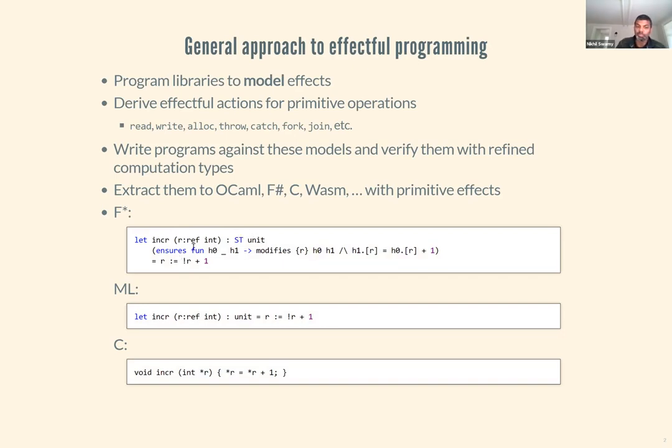But in doing so, you can write a specification that says, well, it's going to transform the state from H0 to H1, and it's going to transform it in this particular way. It's going to say that the final value of R in H1 is the initial value of R in H0 plus 1, and that this program modified only R. You can write such a spec about it, and the implementation is just going to be what you expect for incrementing a reference. Now, when you compile this program to ML, you can compile it to just references in ML, and when you're compiling it to C, you can compile it to pointers in C. And we have tooling to let you do that.